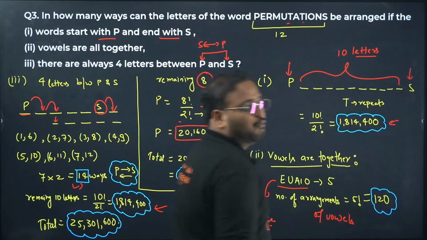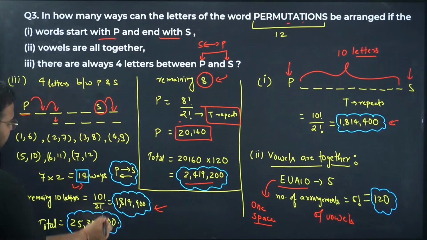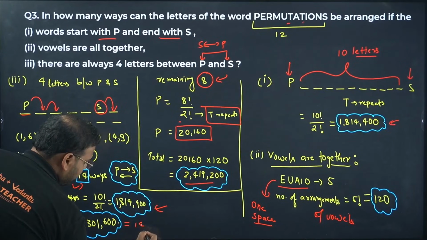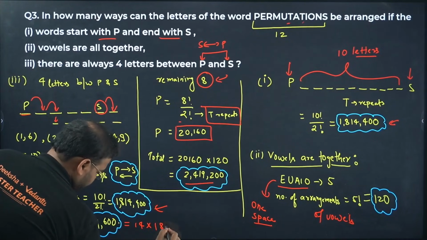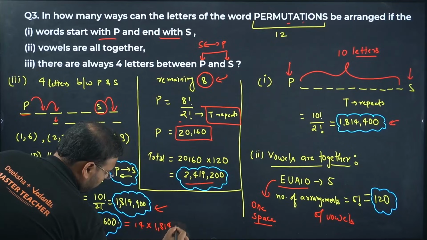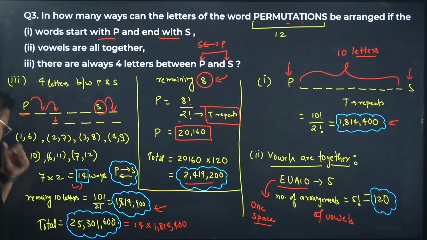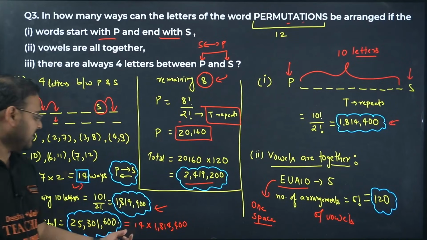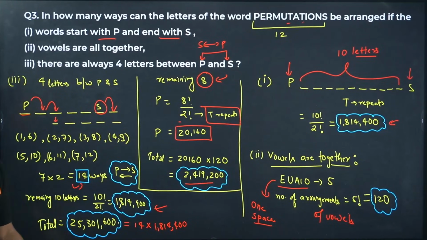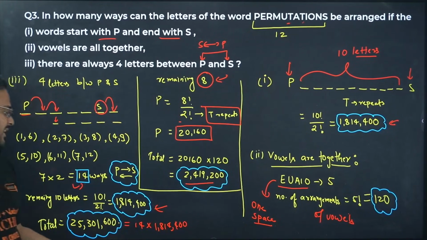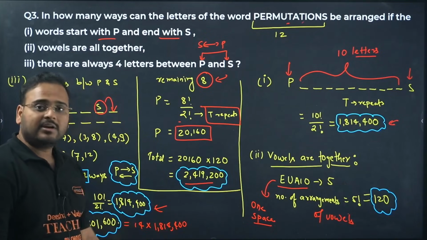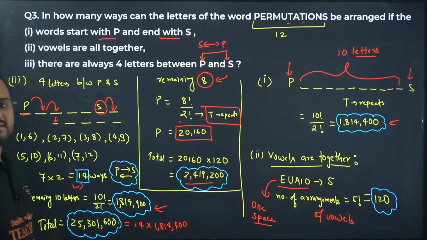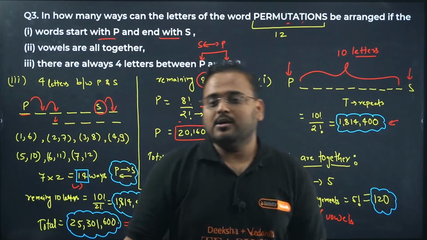That you multiply with 14. Multiply with this, you multiply with 14. This value you see over here is 14 into 1814400. Check here. 14 into 4 is 56. 6 is there, 5 is carry. 14 into 4 again. 56 plus 5 is 61. 1 is there, 6 is carry. 14 into 1 is 14 plus 6 is 20. So 0 is there. Like that you can just multiply and get the result as 25301600.